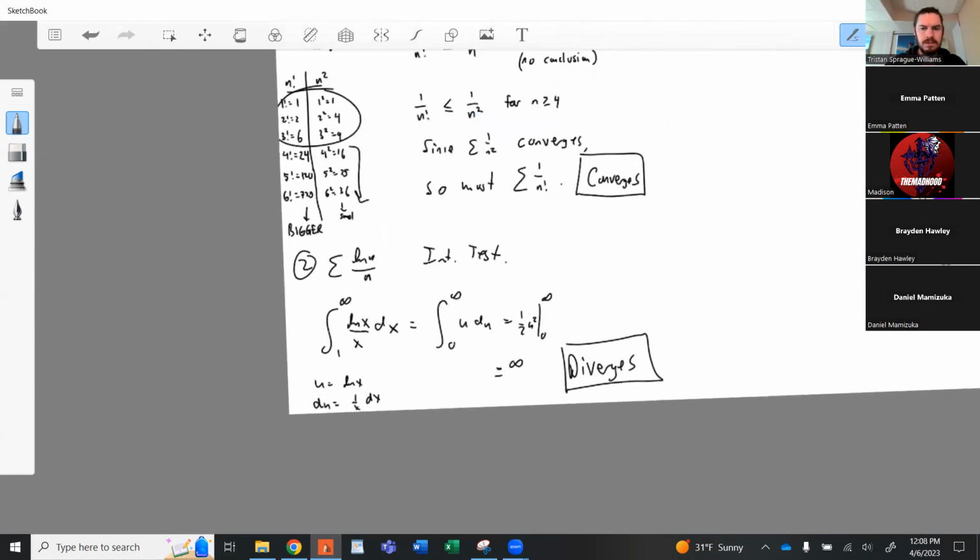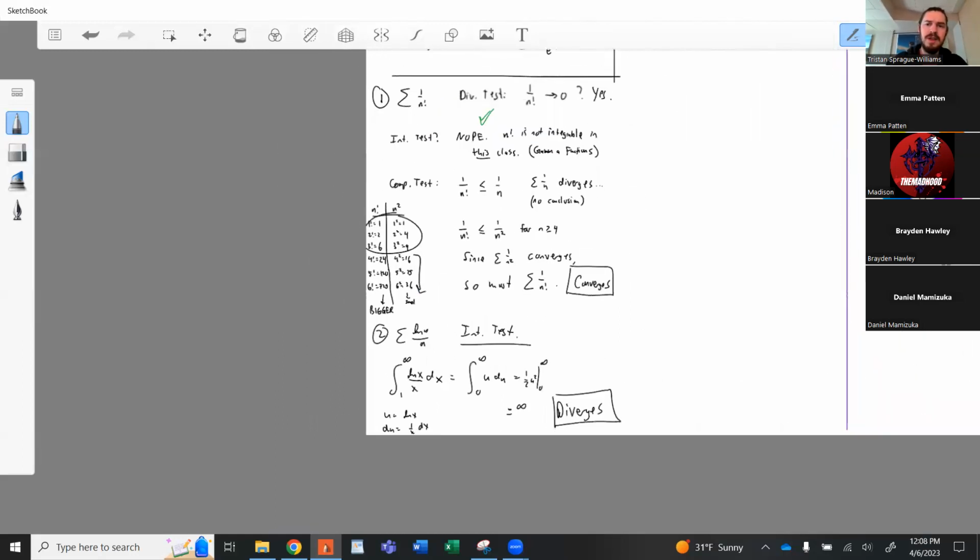Is that right? Yeah. Diverges by the integral test.